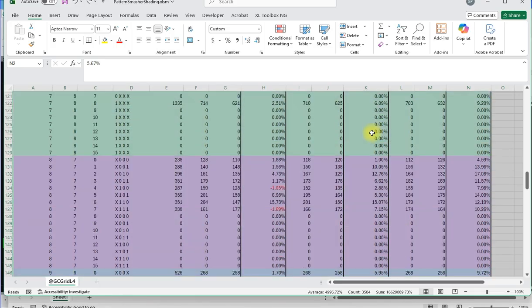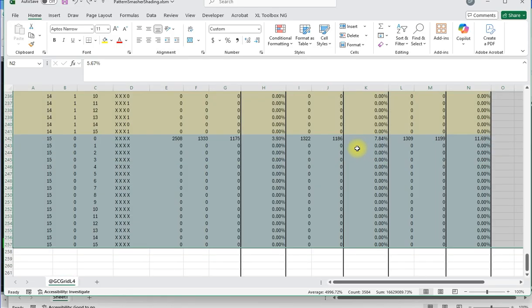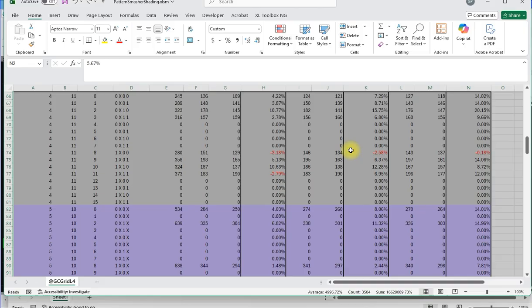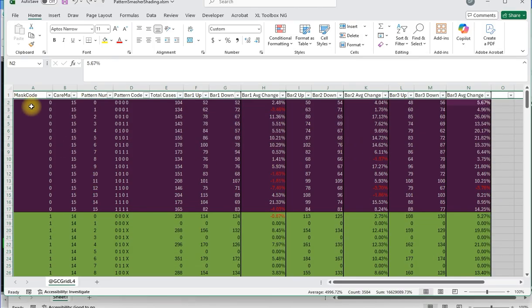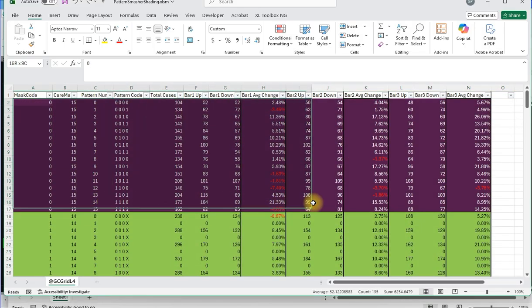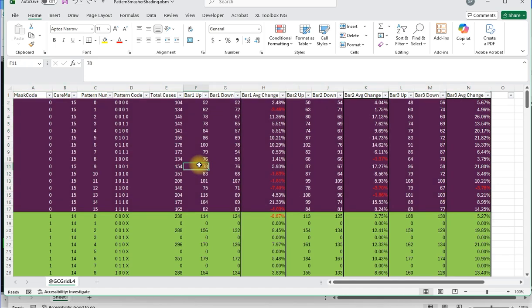And as you can tell, there's nearly 300 lines, 257 to be exact. The first 15 patterns are PatternSmasher 2024. And what this output does, and I'll go over it real quick, it's going to show you the mask code, and that's the key to PatternSmasher 2025, the mask. In this case, if mask is 0, I'm using all bits, all 4 bits. And that kind of gives you an idea of what I mean by masking.